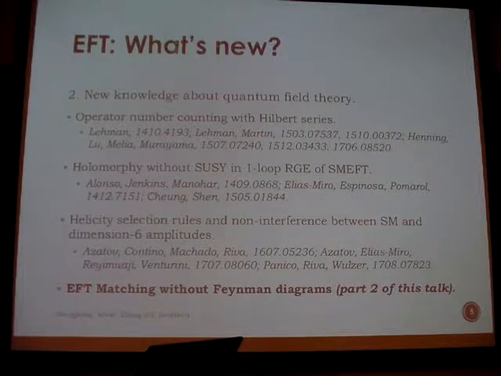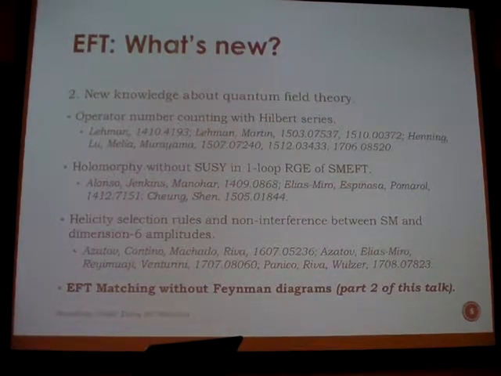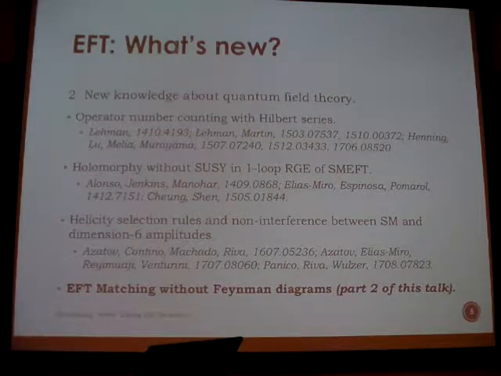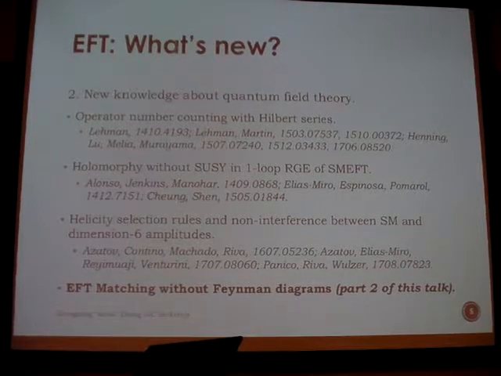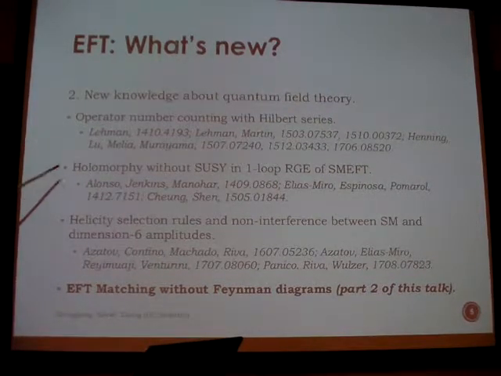So the second new aspect is that I think we're still learning new knowledge about quantum field theory. And there have been several interesting developments in recent years. For example, a scheme for counting the independent number of operators using Hilbert series has been proposed, and also it has been discovered that there is a holomorphic structure in the one-loop evolution of the standard model EFT.